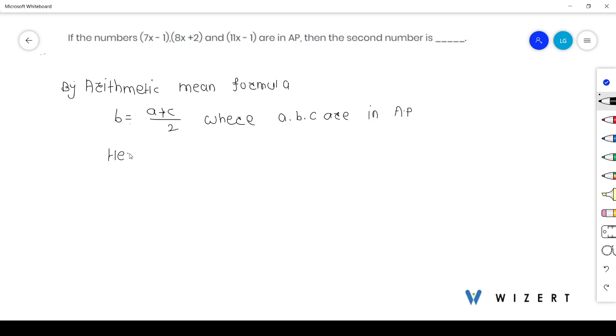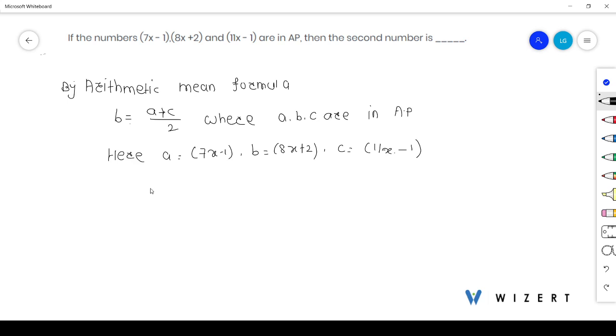Here a is 7x minus 1, then b is 8x plus 2, c is 11x minus 1. So, with the help of this formula, let's find out the value of x.